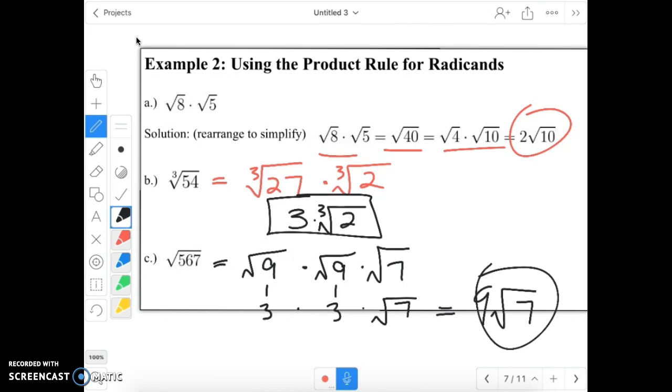So what I did there to figure out what I could break it down by is I just took a calculator and said 567 divided by what number could give me something that I can work with, and I found 9.